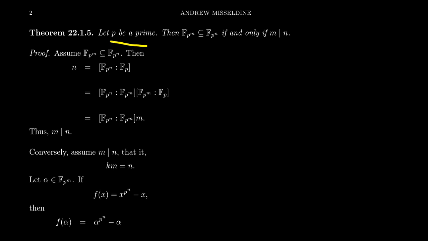So let P be a prime. Then the field of order P to the M is contained inside of the field of order P to the N, if and only if the exponent M divides N. And so this is an if and only if statement. We'll go in both directions.